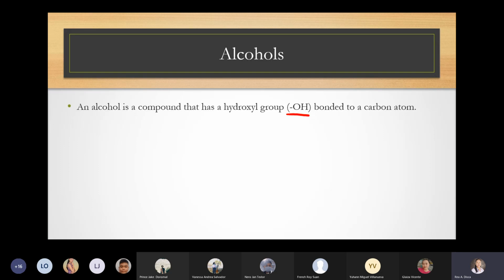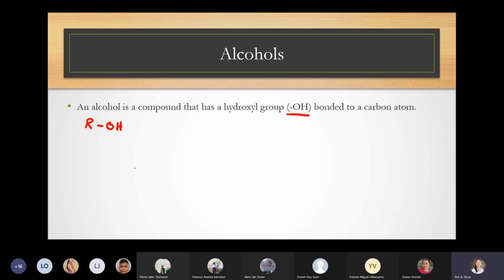Its general formula is R-OH, where R is an alkyl group, just like in our alkyl halides. The R group is an abbreviation for any group in which carbon or hydrogen atoms are attached to the rest of the molecule. Alcohols widely occur in nature and have many industrial, pharmaceutical, and biological applications. An example of this is our ethanol.